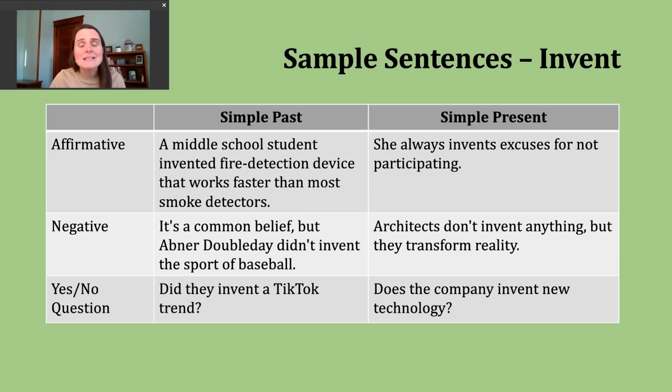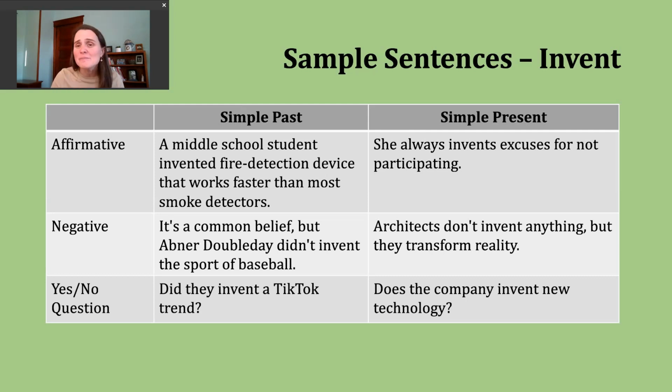When we go to make simple present tense sentences, we have to pay attention to our subject. If the subject is I, you, we, or they, I'm just going to use the base verb. No endings, no suffixes on the end of that verb. Okay? But if the subject is he, she, or it, then we're going to add an S to the end of the verb. You can see that in my example sentence. She always invents excuses for not participating.